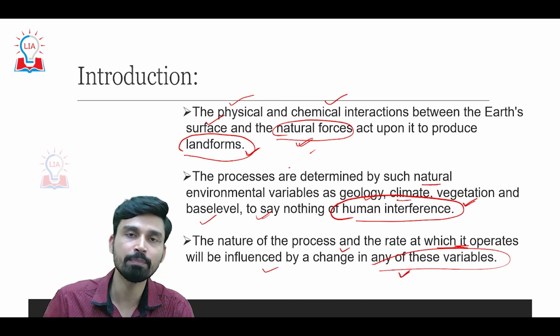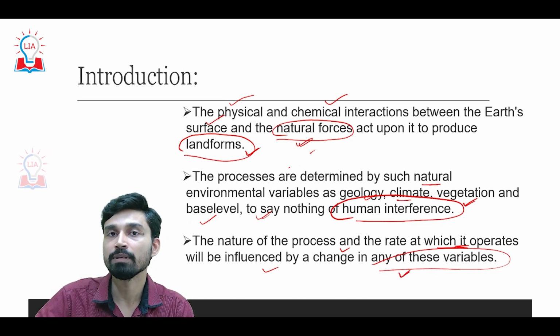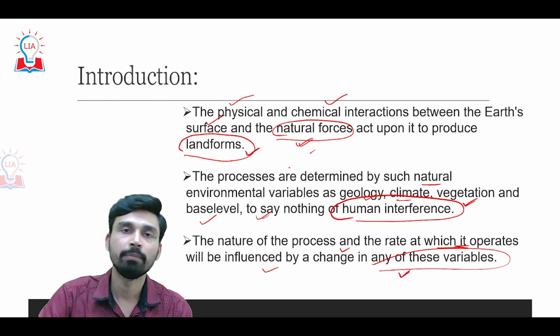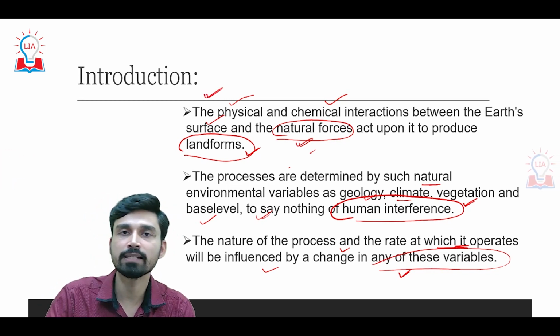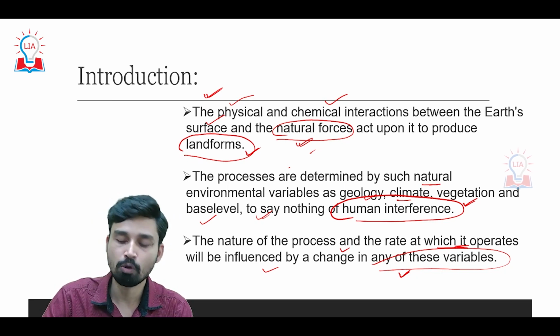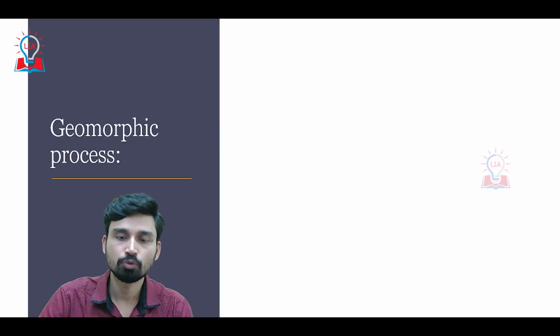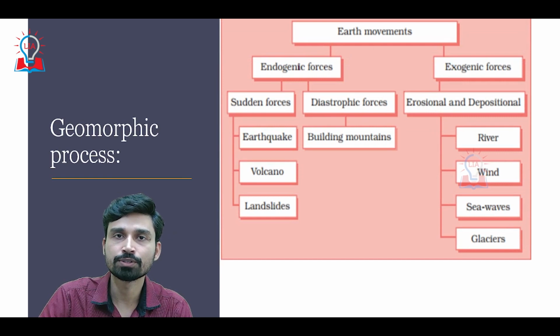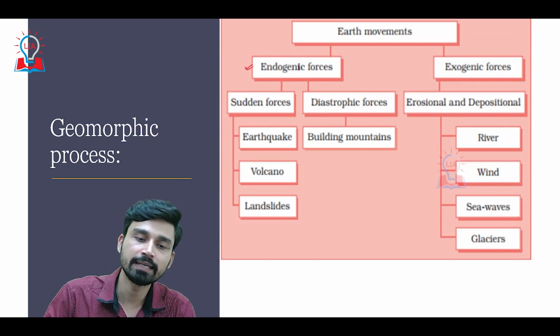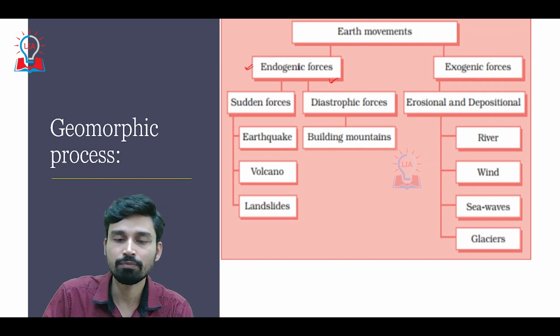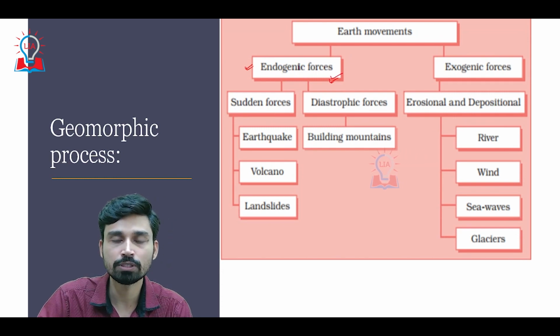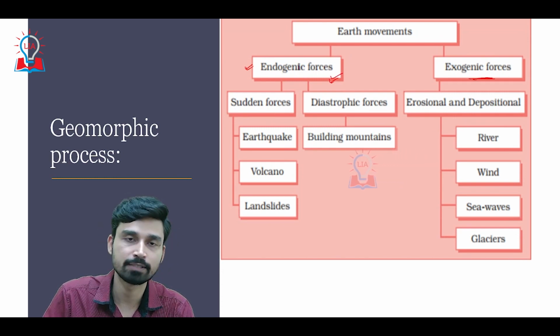These changes that happen on the Earth's surface happen in a gradual manner, and many times changes happen in a very rapid manner. All this can be collectively called geomorphic changes or geomorphic process. If we talk about geomorphic process, we can classify it into various categories. The geomorphic process can happen due to two forces. One force we can call endogenic forces, and the other we can call exogenic forces.